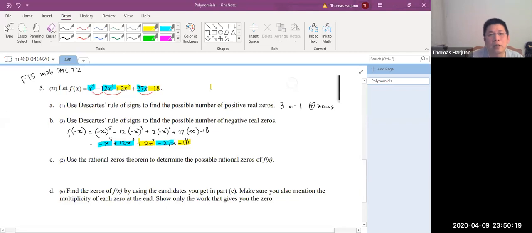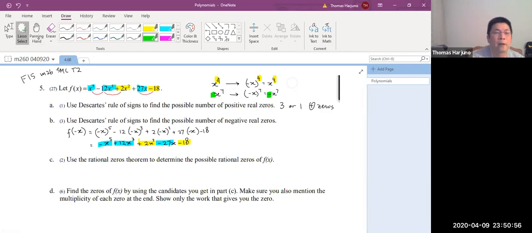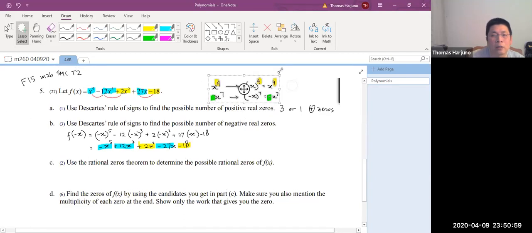Basically, if I write it up here just for identification, x to the 4th, when I replace x by negative x and take it to the 4th power, there will still be x to the 4th, right? Because the exponent is even. But if you have an odd exponent, let's say x to the 7th, then when you replace x by negative x, we change the sign. Positive here becomes negative.